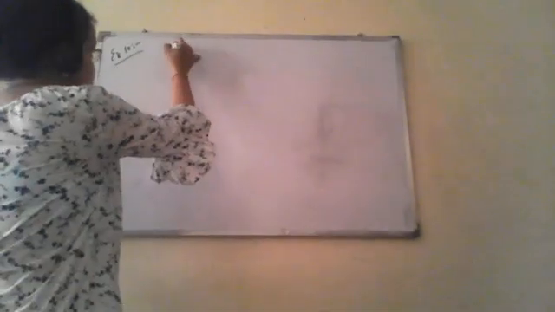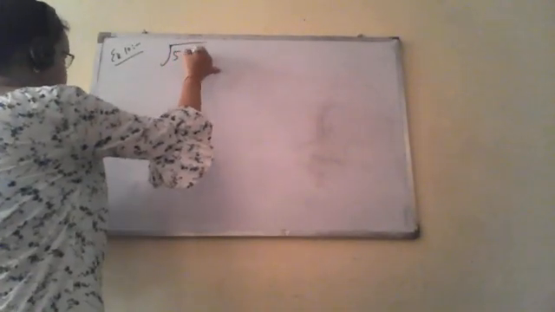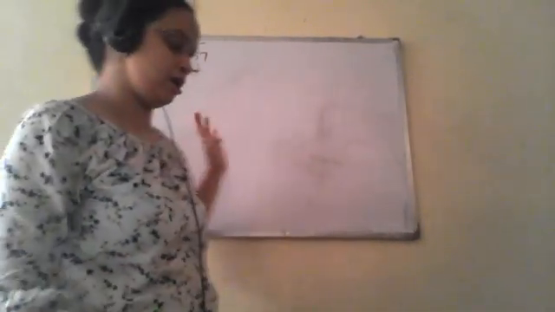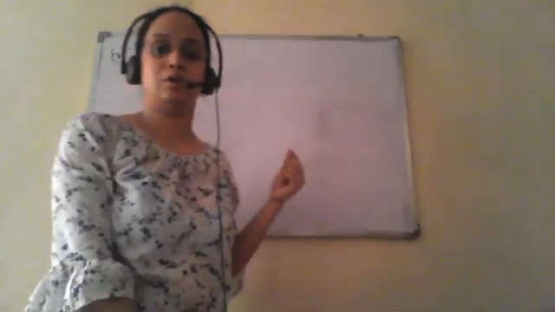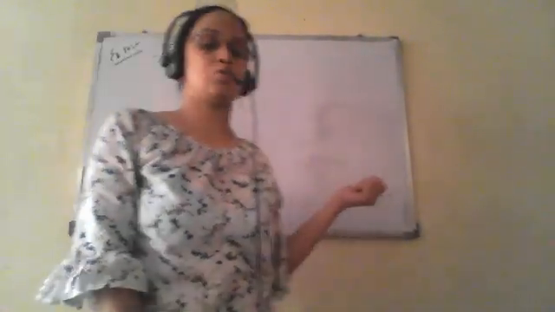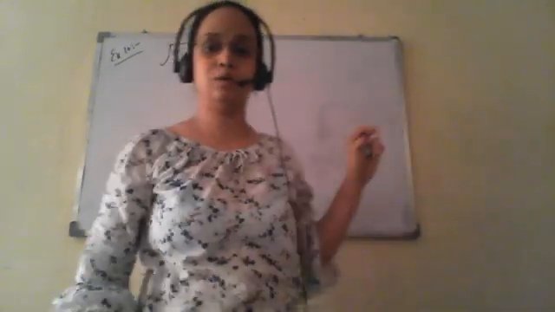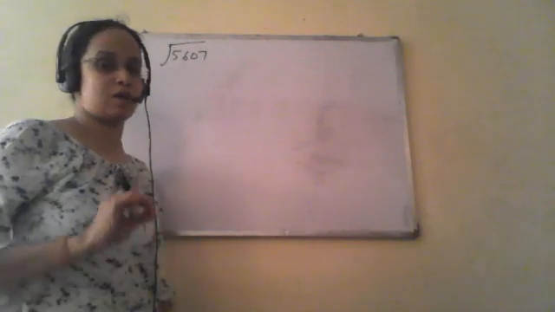Example 10 says, find the least number that must be subtracted from 5607 so as to get a perfect square. Also find the square root of the perfect square. First we have to find the square root of 5607. By looking at the unit place, it is clear that it is not a perfect square. As I told you, if a number is a perfect square, it can have only 0, 1, 4, 5, 6, 9 at the unit place. This is 7, so it is not a perfect square. It is very clear.